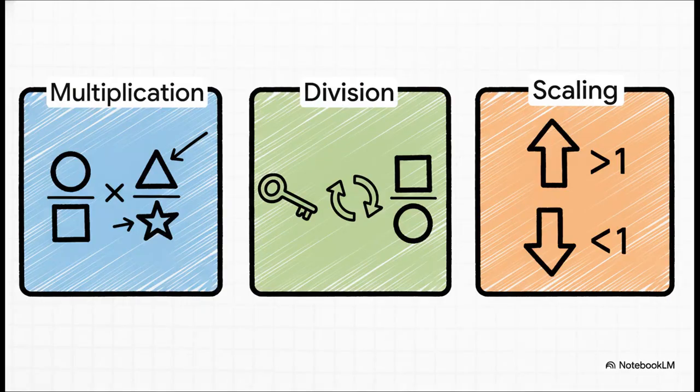So let's bring it all together. Here's your little pocket guide to fraction fluency. For multiplication, it's top times top, bottom times bottom. For division, just keep, change, flip. And for predicting with scaling, if you multiply by a number greater than 1, the answer grows. Less than 1, it shrinks. That's the whole game right there.